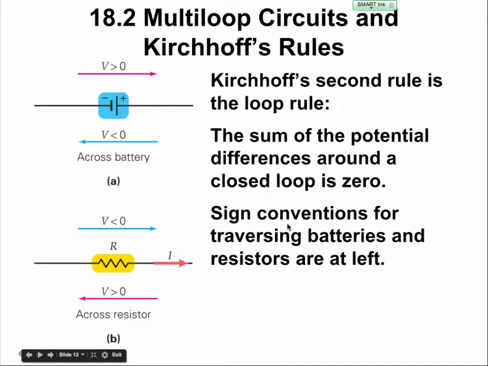Then lastly, the sign conventions for traversing batteries and resistors are at the left. So in this particular case, when the voltage is less than 0, we go this way, with the current going this way across the resistor. And then if the voltage is greater than 0, then we end up going this way.